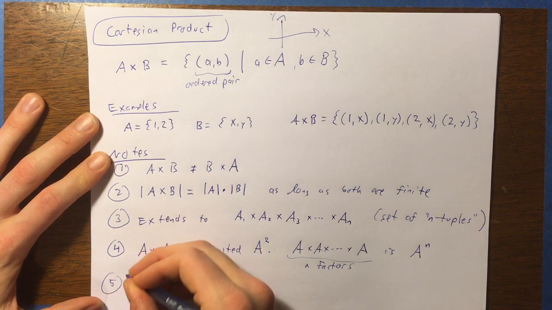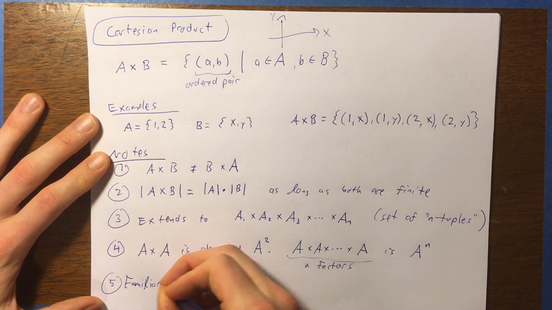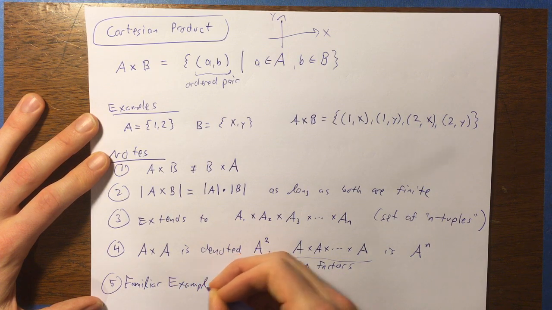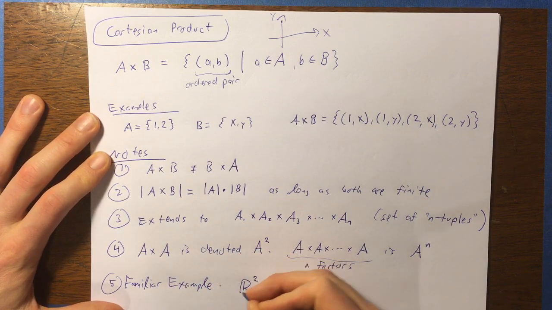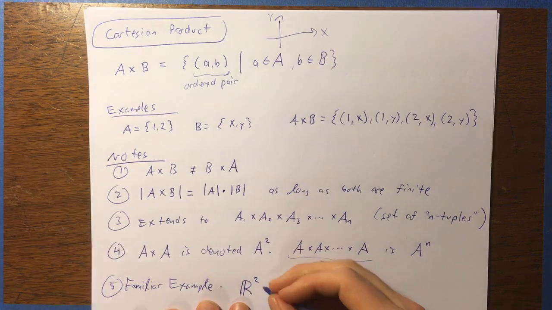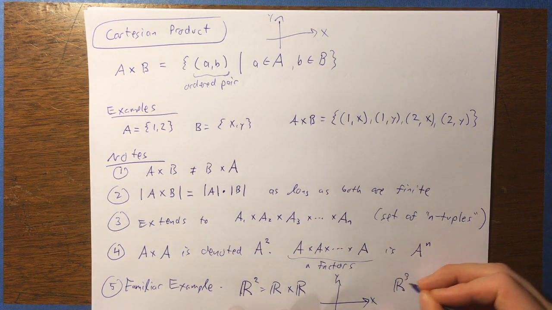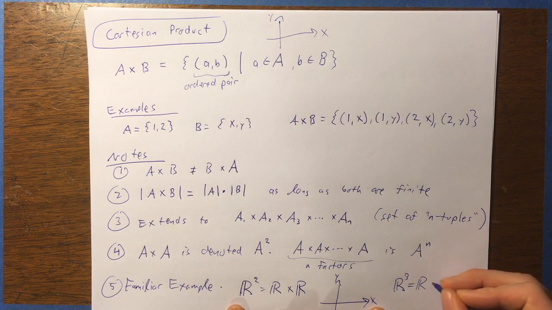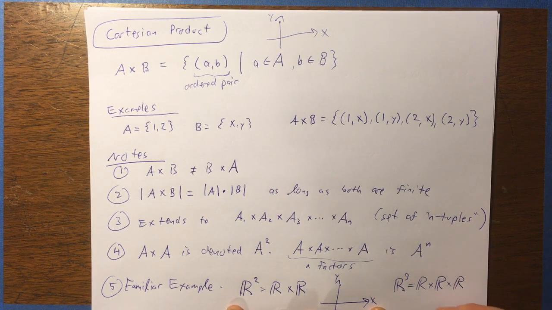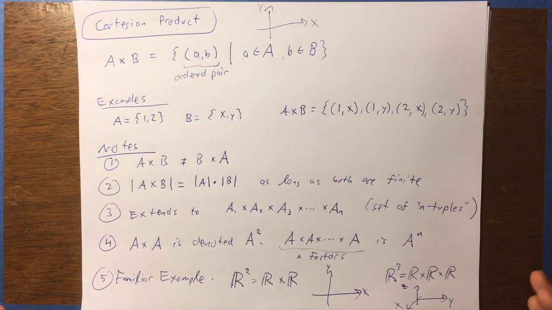The familiar example that you probably have seen before is with the real numbers. When you see R squared, or sometimes we say R^2, this is R cross R. That is your xy plane. And if you're in multivariable calculus, R cubed is R cross R cross R. That is the three-dimensional space that you get by doing x, y, z, that kind of thing. So this is called real n-dimensional space. It's just the set of real numbers, Cartesian producted with itself some number of times to give you 2 dimensions, 3 dimensions, whatever.